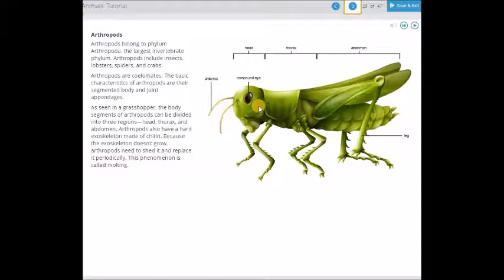So as I've told you before, in order for this organism to grow, it has to shed this exoskeleton, grow, and secrete a new one. Until that new one dries, it's very vulnerable. And this process, by the way, is called molting.